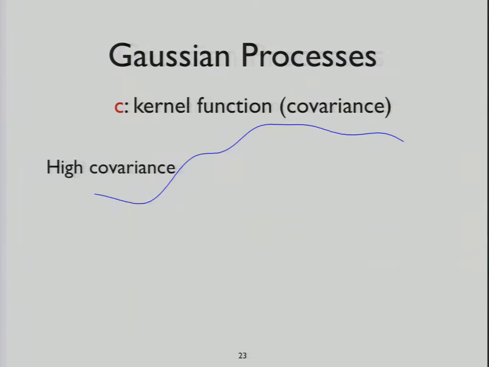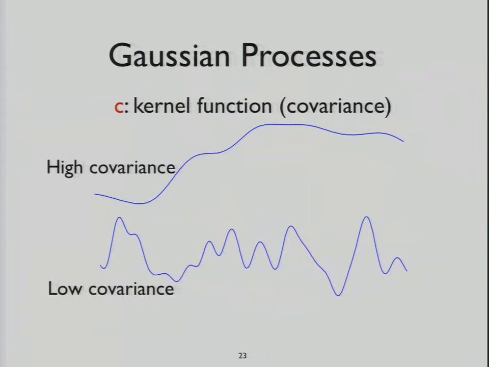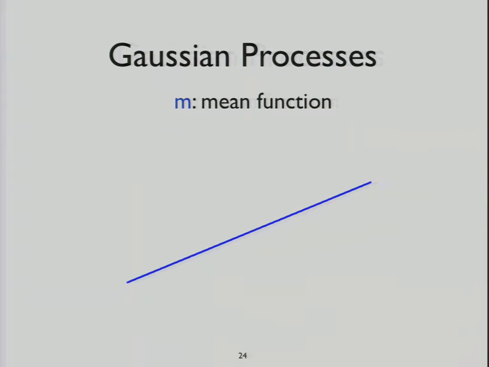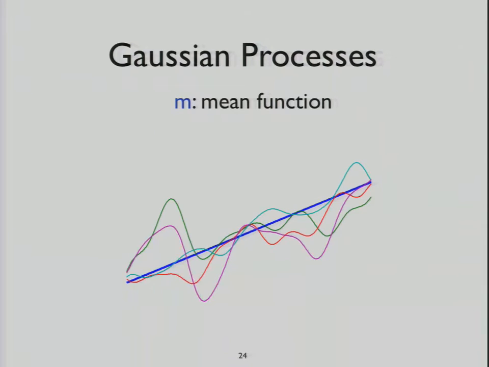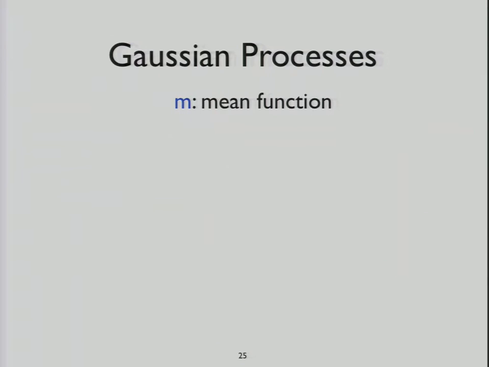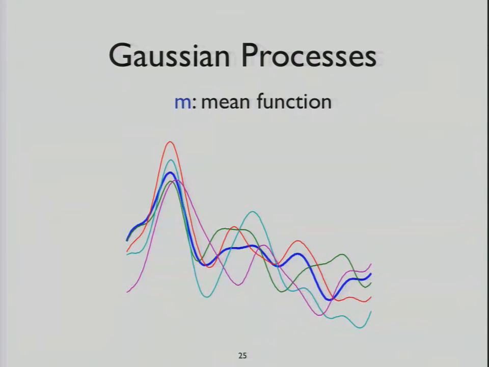So when the covariance is high, nearby time points are highly correlated, and so the resulting function is smooth. When covariance is low, the resulting function is less smooth. The mean function can be something simple like a linear function, in which case the Gaussian processes would follow the linear trend. But it can also be something more complicated, like itself a Gaussian process draw, in which case the Gaussian processes would center around that function.